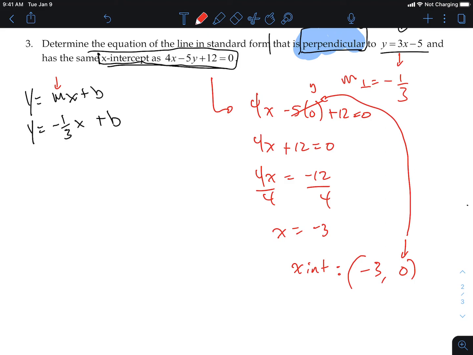Now what? It told me that the lines had the same x-intercept. We just found what the x-intercept was. I now have an x and a y to plug in to this equation to solve for b.